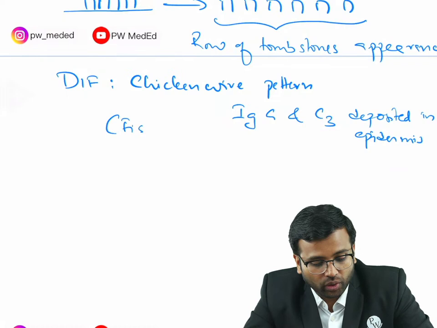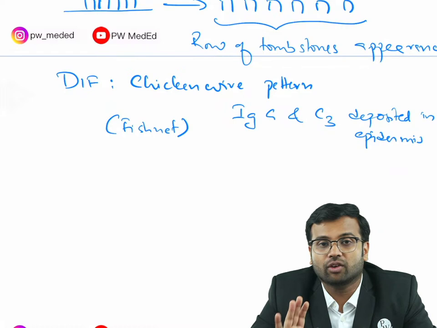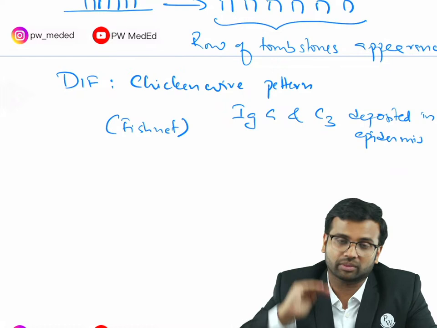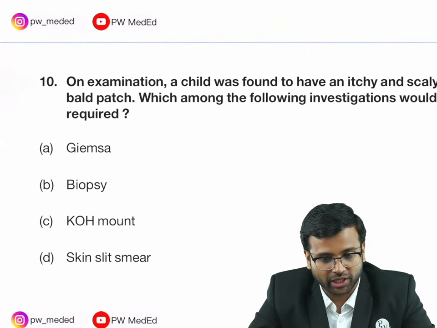So this is seen in the epidermis. Where do you find a linear deposition? Linear deposition is always present when there is a defect in the basement membrane zone, a defect below the epidermis, like in bullous pemphigoid. So this is the right answer here. Now let's move to the next question.